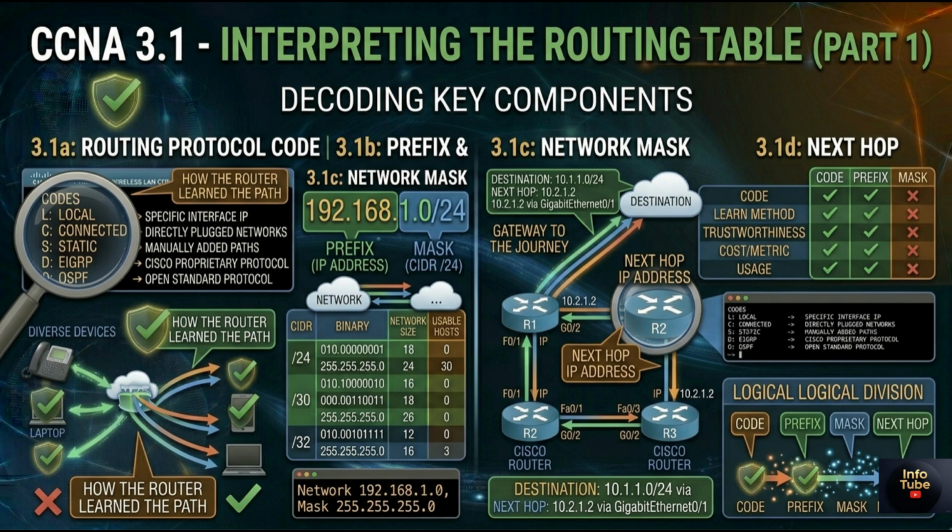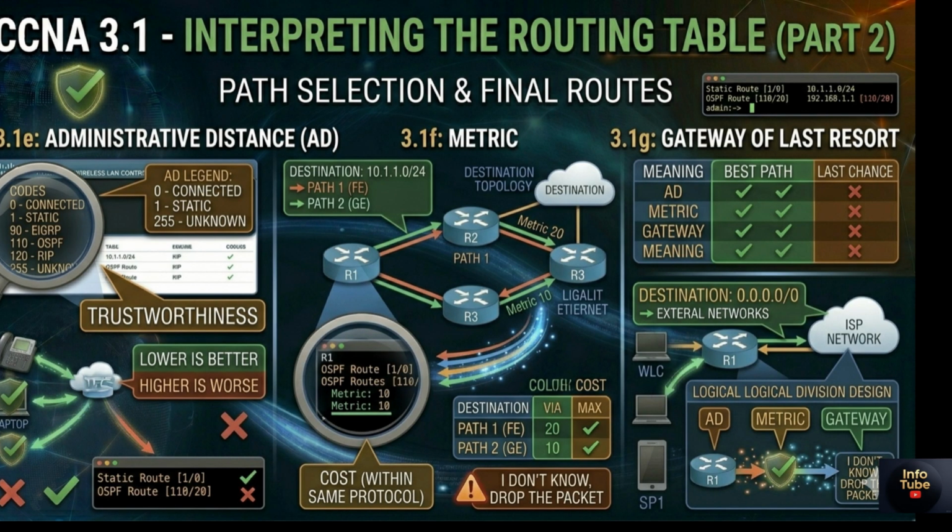3.1d. Next hop. The next hop is the IP address of the next router in line. Think of it like a signpost on a highway. To get to New York, go to the specific exit next. It's the gateway to the rest of the journey.